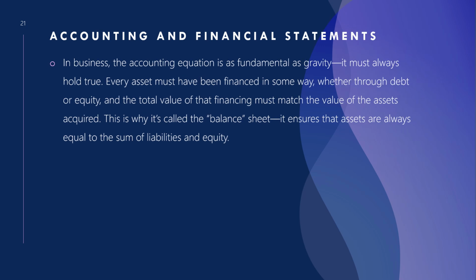In business, the accounting equation is as fundamental as gravity. It must always hold true. Every asset must have been financed in some way, whether through debt or equity, and the total value of that financing must match the value of the assets acquired. This is why it's called the balance sheet. It ensures that assets are always equal to the sum of liabilities and equity.